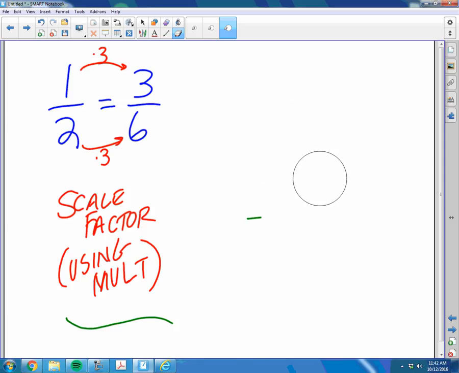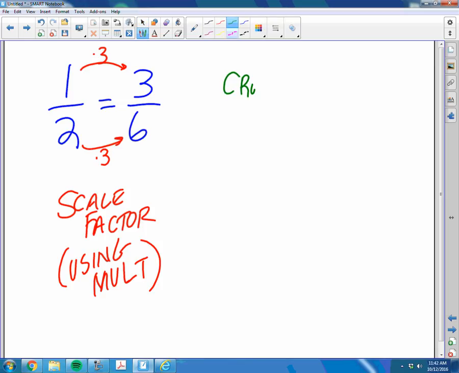Secondly, after scale factor, the other way that we know that those are 2 equivalent fractions is through cross products. If the cross products of any 2 ratios or fractions are equivalent, then you must have equivalent fractions or proportions. 3 times 2 is 6, 1 times 6 is 6, therefore they're equivalent. Okay? No more butterfly method, cross products.